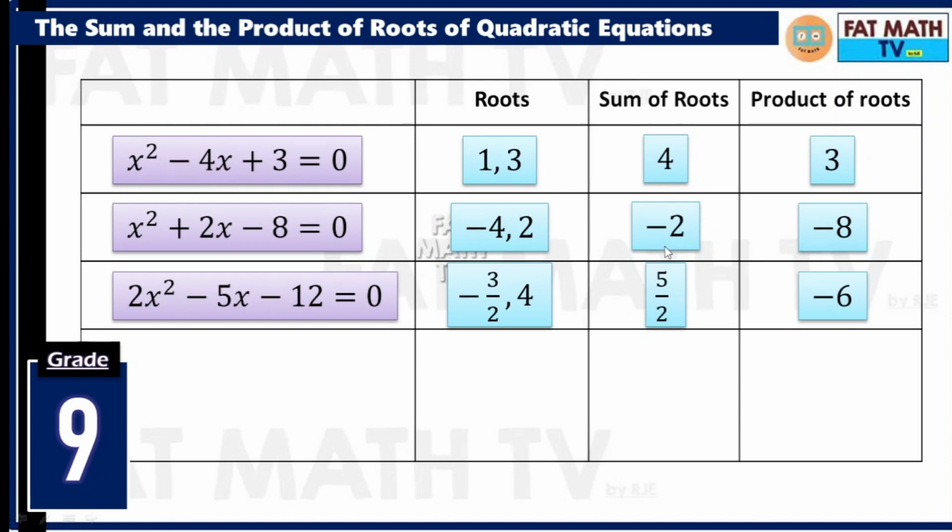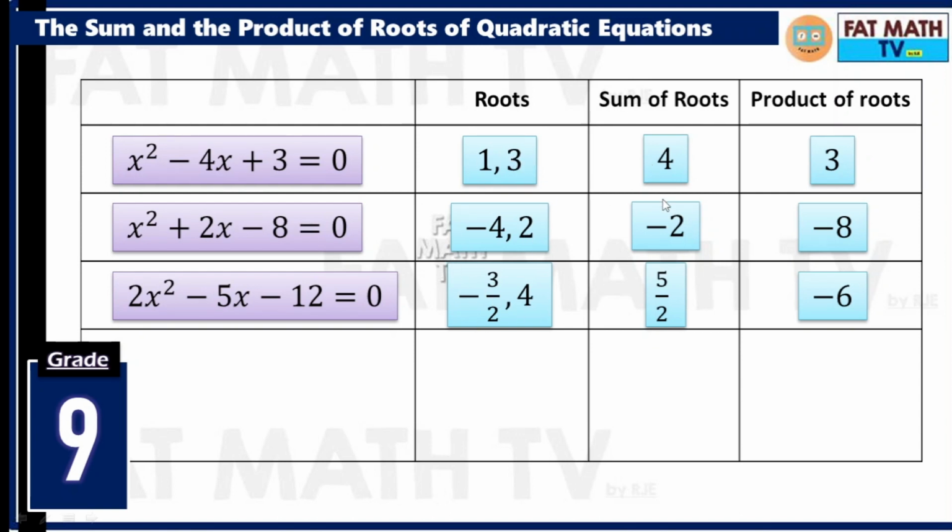This is negative 2. We have a term here that has a positive 2. And then here, 5 halves, here we have negative 5. It just has over 2. So what do you notice? How do we get the sum of the roots of a quadratic equation given the equation, without actually finding the roots?